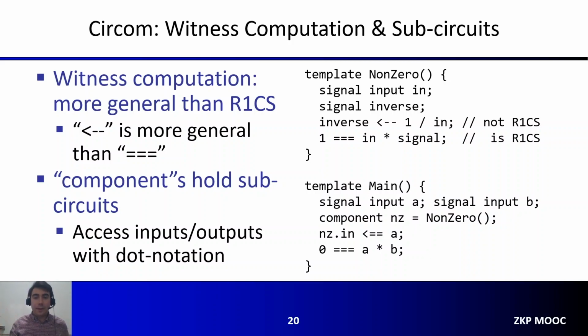Okay, great. So we set the non-zero input to be A, and then we also assert that A times B is equal to 0. So in sum, since A is non-zero and A times B is equal to 0, this is just a roundabout way of saying B equals 0. So of course, if you actually wanted to require B to be 0, you would just say that. But doing it in this roundabout way allows us to show how you use subcircuits.